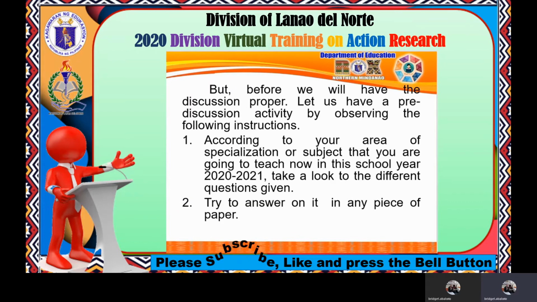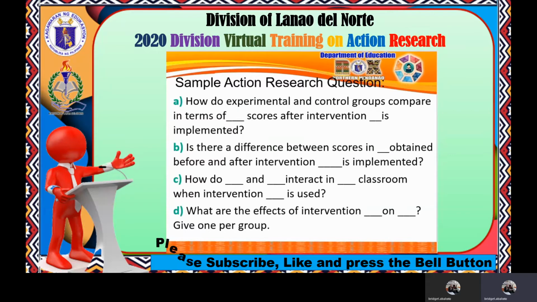Let us have a pre-discussion activity by observing the following instructions. First, according to your area of specialization or subject that you are going to teach now in the school year 2020-2021, take a look at the different questions given later on. Second, try to answer these questions on any piece of paper. Here are the following sample research questions.